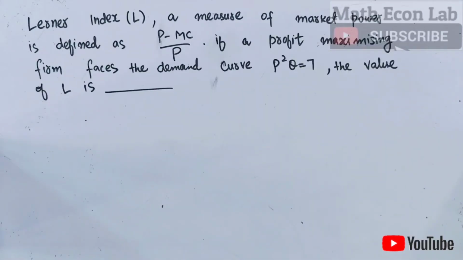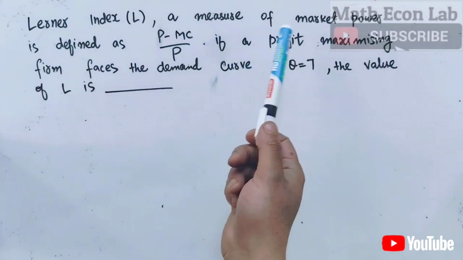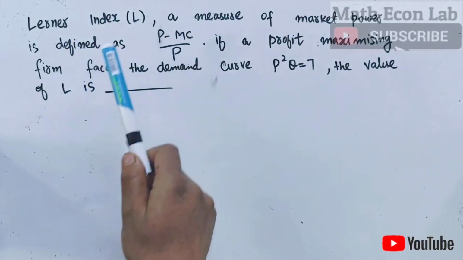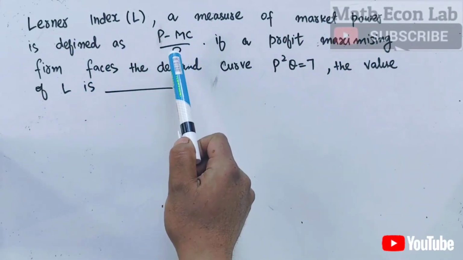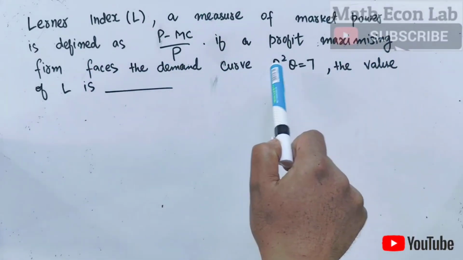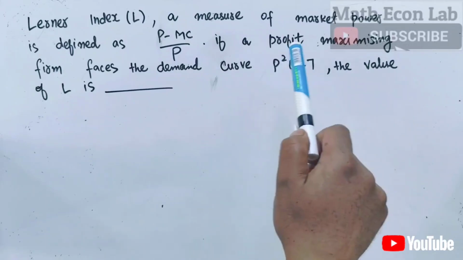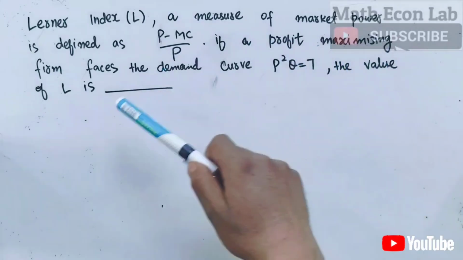The question is how to find out the value of the Lerner's index. The question goes like this: Lerner's index, a measure of market power, is defined as price minus marginal cost upon price. If the profit maximizing firm faces the demand curve as P squared Q equals 7, where P and Q denote price and output, we need to find out the value of L.